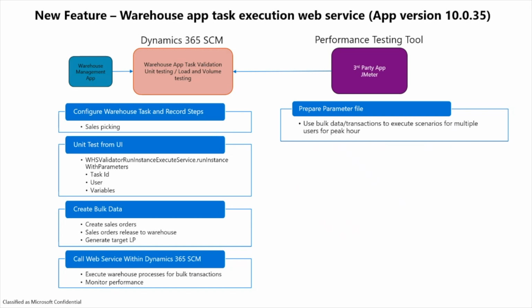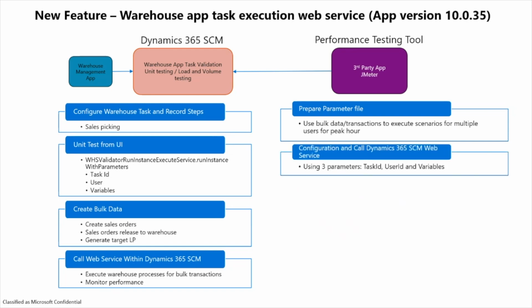So you can use the same web service call in JMeter. What we need to do for JMeter is again to prepare the data parameters, like generating the bulk data that you need, recording your scenario, and the number of users that you need to simulate for your peak transactions. Then configure these three parameters: the user and the task ID that I need, and the other variables, which are work and license, the target license plate ID for the sales picking process.